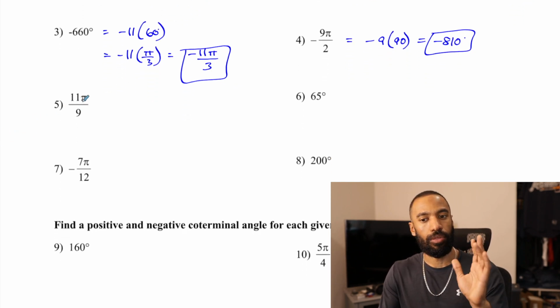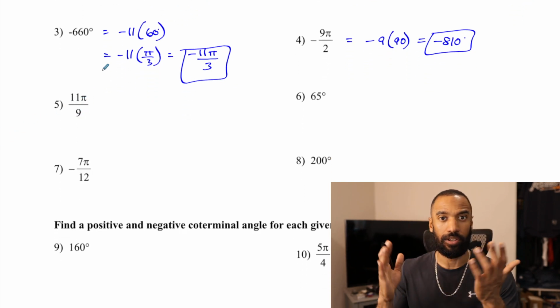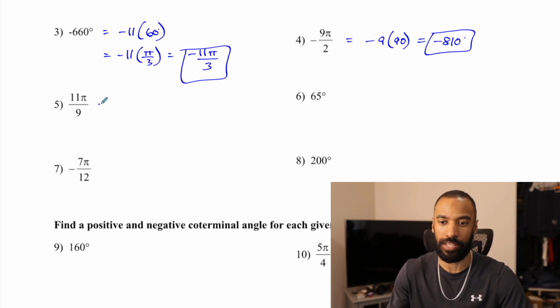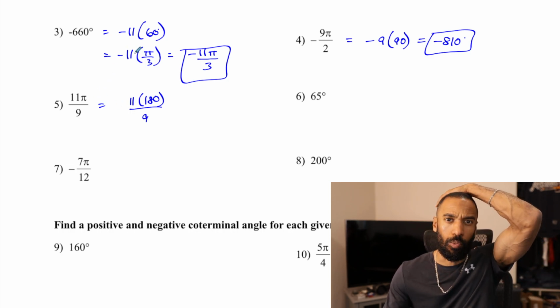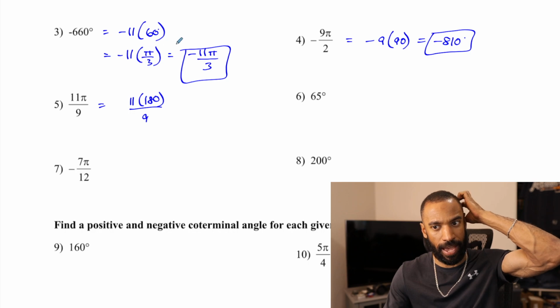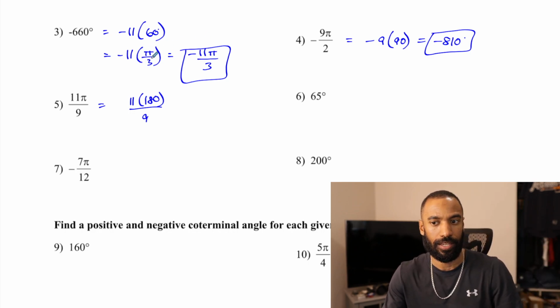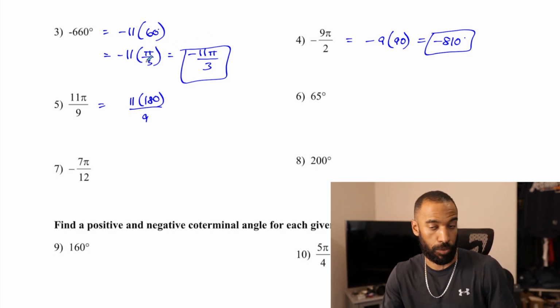11 pi over 9, although this is not one of our special triangles, pi is 180 degrees. So this is like 11 times 180 over 9. Now, before you get your calculators out too fast, please understand you do not have to multiply 11 with 180 first. Notice how I haven't been working things that way with pi in the past. I wasn't calling 11 pi over 3 anything else before, it was 11 pi over 3s, right?